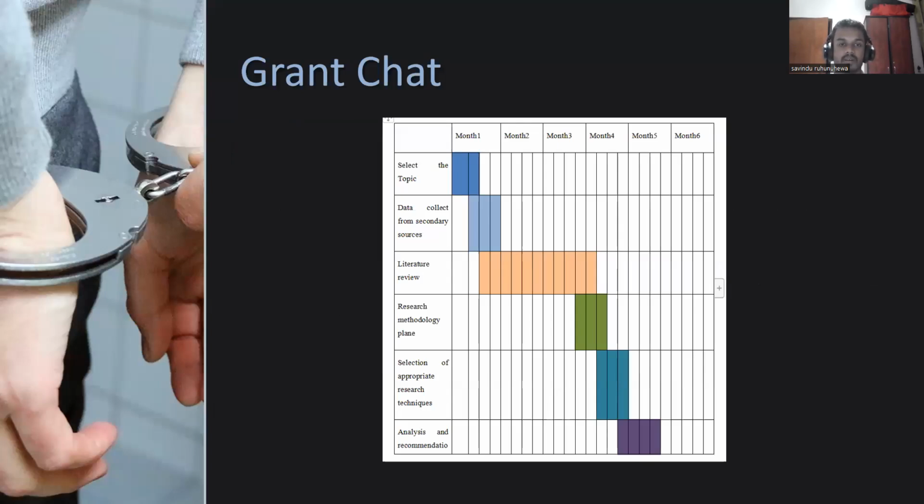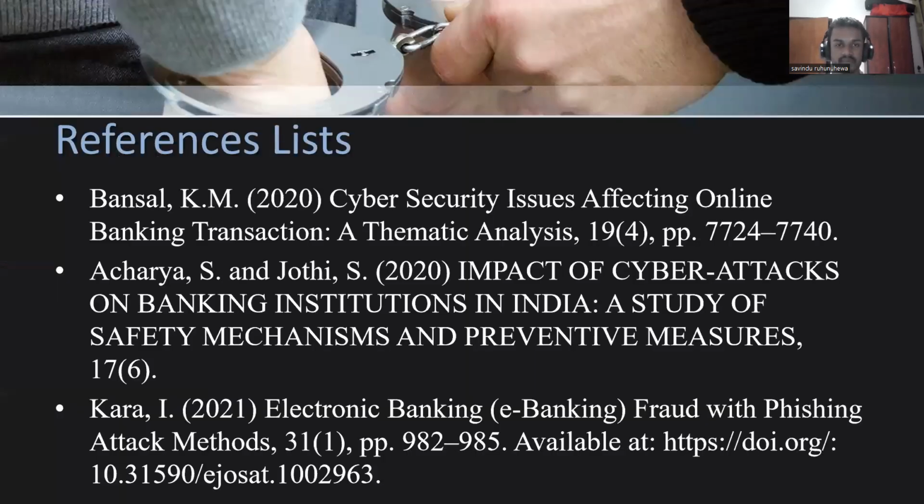Now I'm going to explain the Gantt chart according to my research proposal. This is the Gantt chart of my research proposal. Select the topic, data collection from secondary sources, literature review, research methodology plan, selection of appropriate research techniques, analysis and recommendations. Now we will move to the next slide.